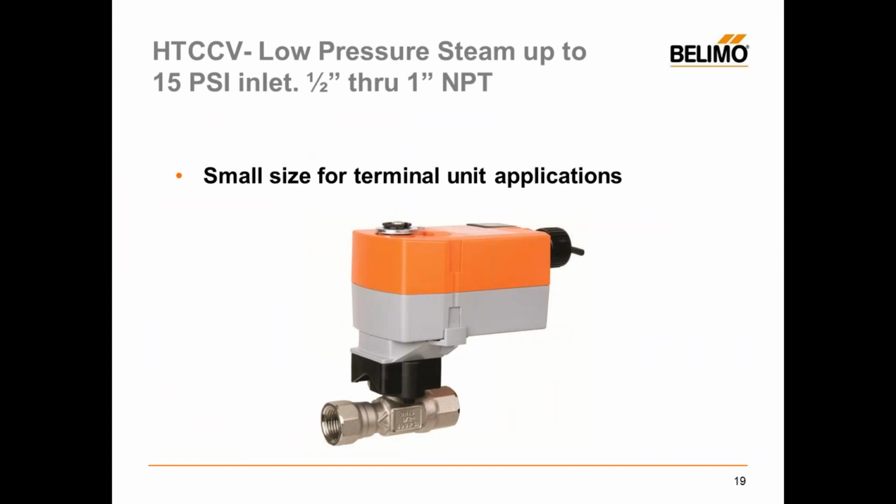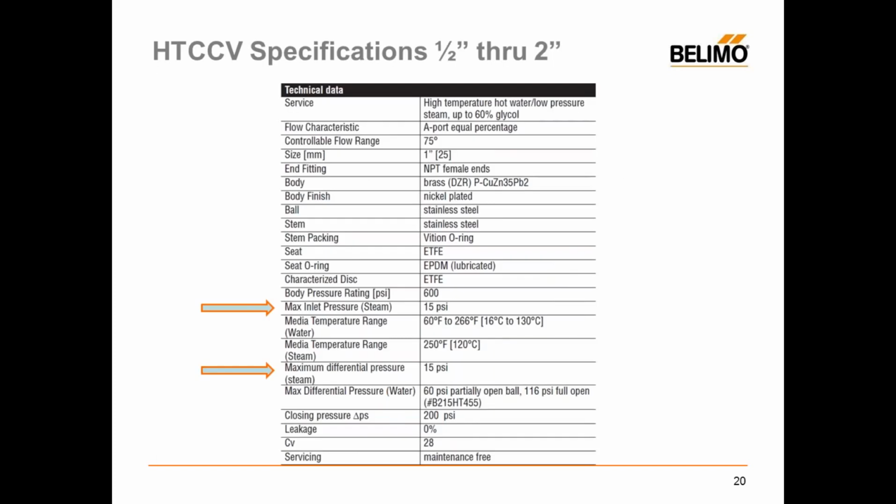It's very small. It's our HT, high temperature characterized control valve. So we used a ball valve in a steam application, great for fan coil units and unit ventilators, cabinet unit heaters and whatnot. And again, this valve, maximum inlet pressure 15 psi, that's it. But generally that's what we're going to see, and maximum differential pressure 15 psi. The close-off pressure, they have rated at 200 psi, so that's obviously not an issue. And there's that media temperature range at 250.